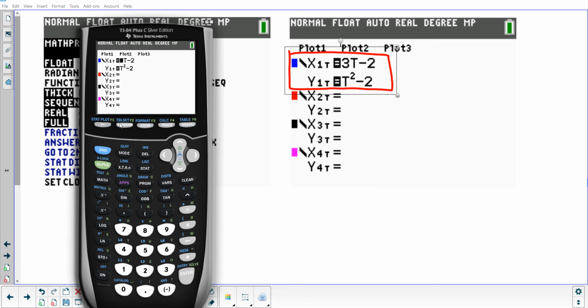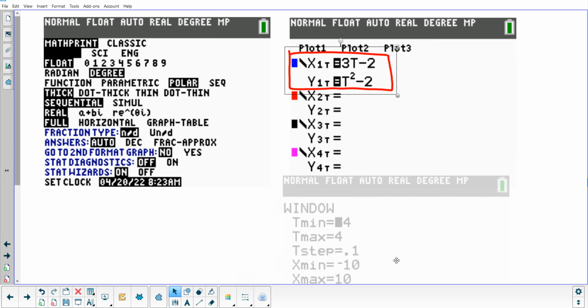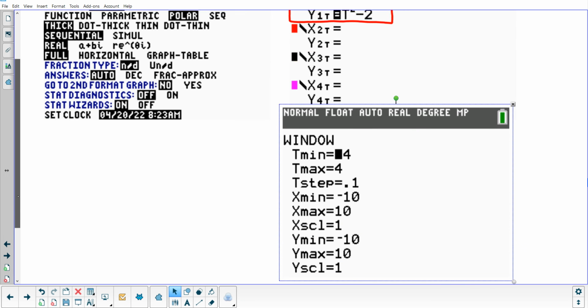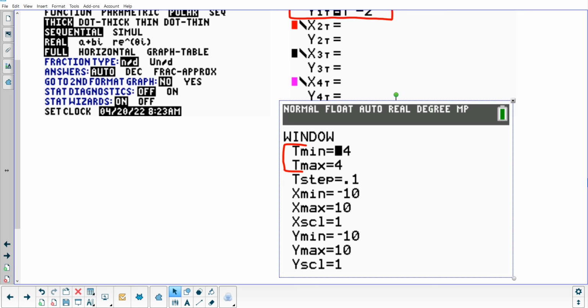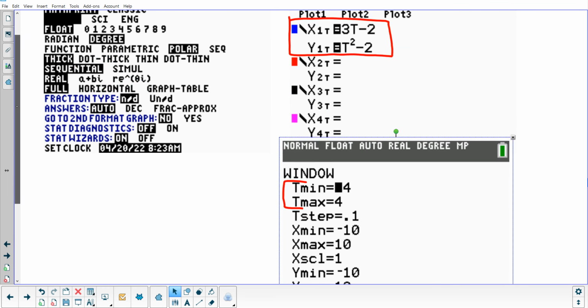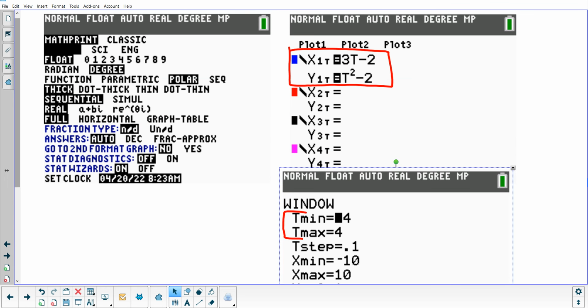And if you go to window, you will see that the interval is part of the window. That's something new we've never had in the window. We've had the x-min and y-min and max, but we've never had this t-min and max. Well, t-min is the smallest number you can plug in for t, and t-max is the biggest. All right, so that's going to be part of graph typing in your interval. I'll talk more about the t-step. That's very important, but not right now.